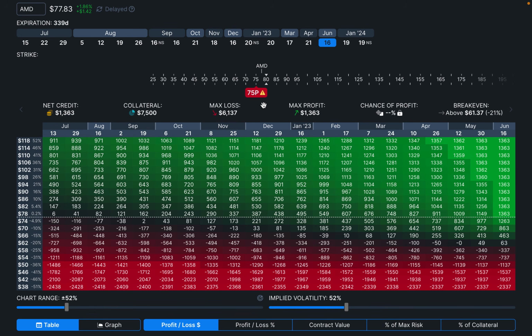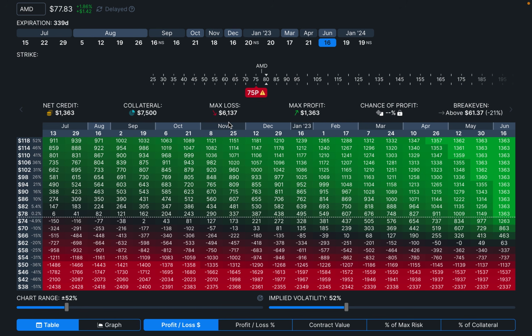So you're getting a credit, right? You're getting paid when you sell this put almost $1,400, $1,363. Now you do have to put up $7,500 in collateral. And again, you don't have to keep that collateral there forever because you can close out at any point in time.